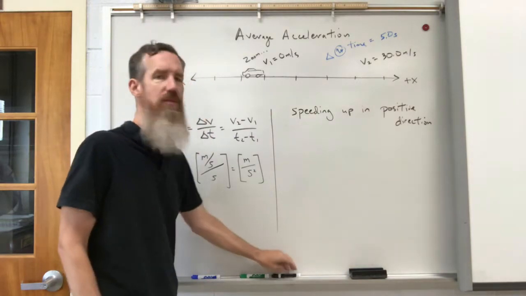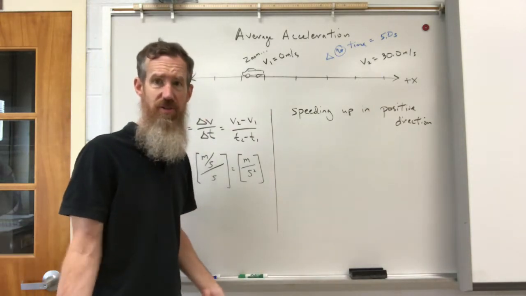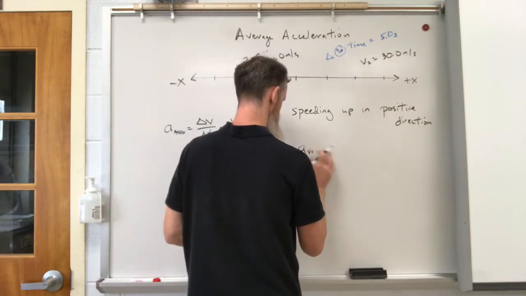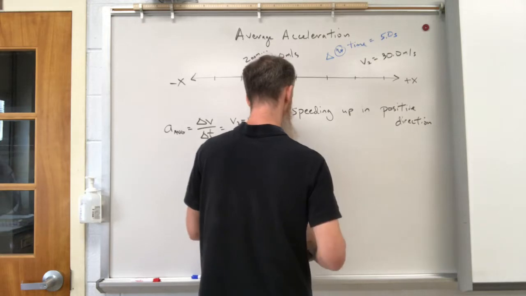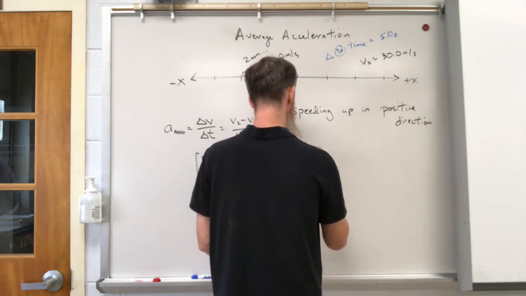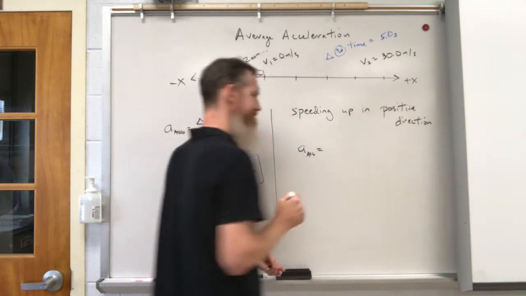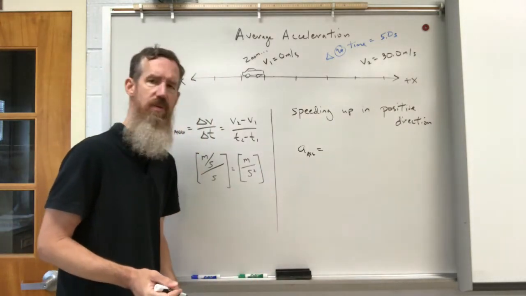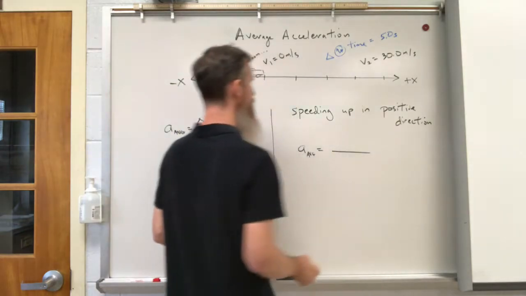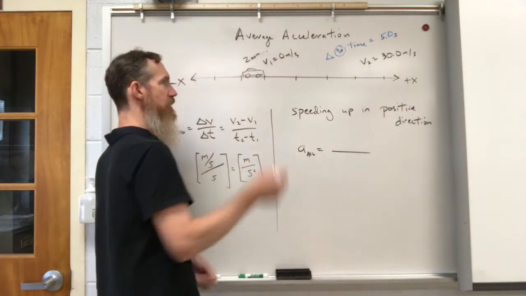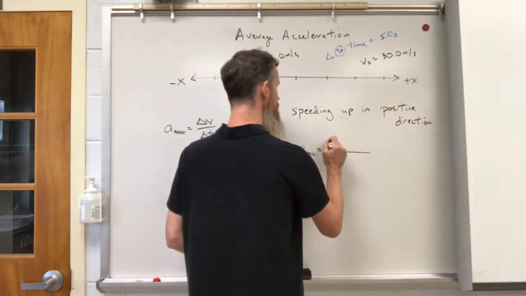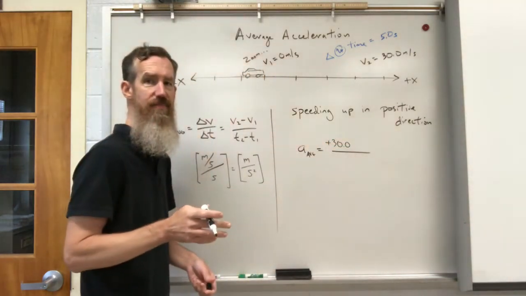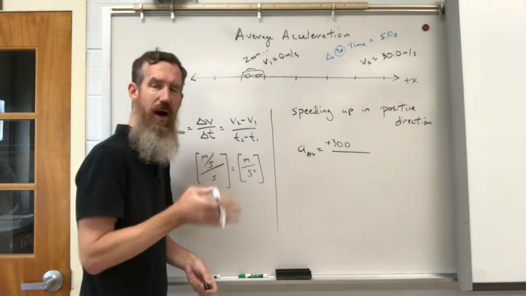And the question might be, well, what was my average acceleration? The math's straightforward. We just plug it in. But I'm going to do something that's a little obnoxious. My average acceleration will be final speed minus initial speed. Well, my final speed is 30 meters a second, but I'm going to put a plus sign there to indicate that I'm moving in the positive direction. And this will become clear why I'm doing this later.